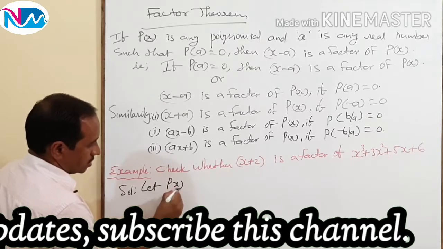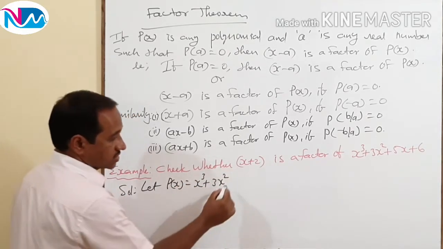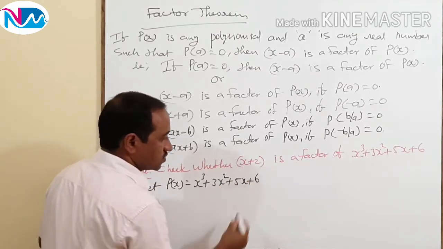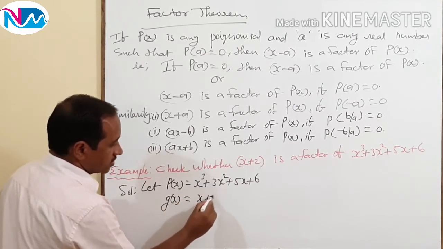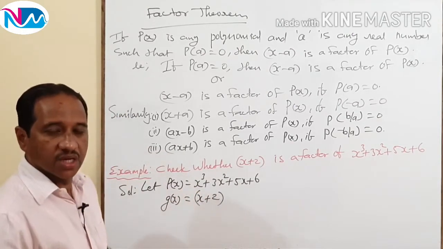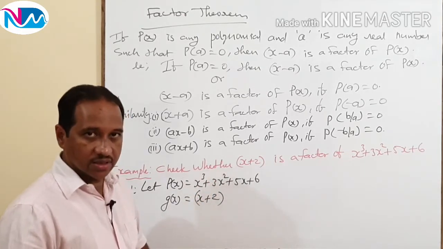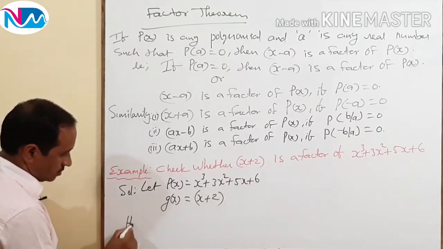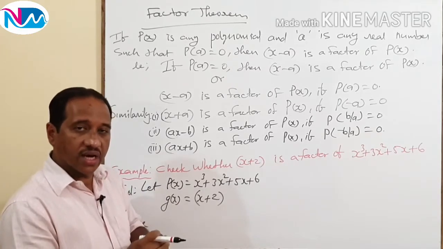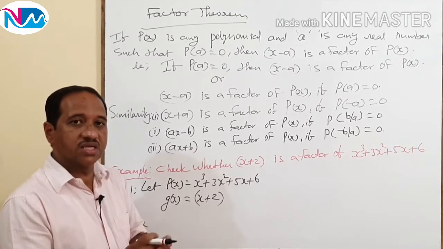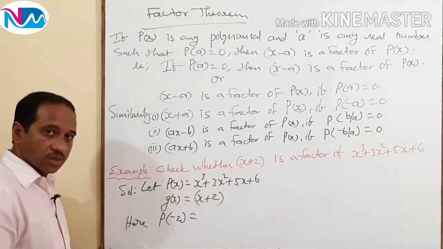Let p of x is equal to x cube plus 3x square plus 5x plus 6 and the divisor polynomial by g of x, so it is equal to x plus 2. We have to check whether x plus 2 is a factor of this polynomial. Here, since it is x plus 2, we will find the value of the polynomial for x is equal to minus 2. That is, p of minus 2 is equal to.